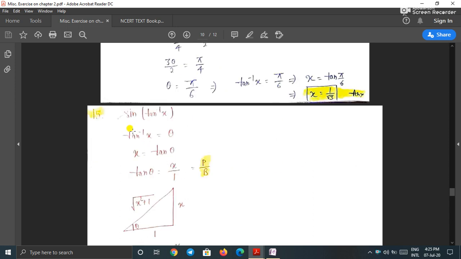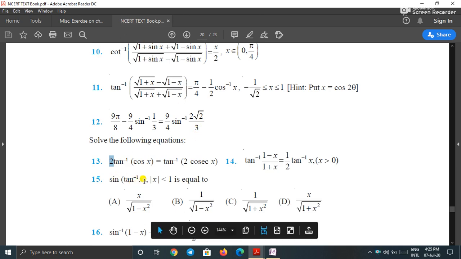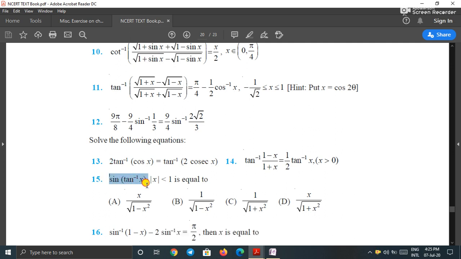Now see the next problem. 15th question. In the 15th question, we have to solve sine of tan inverse x. It is not an equation. We just have to simplify it. Sine of tan inverse x means we are trying to change tan inverse into sine inverse.